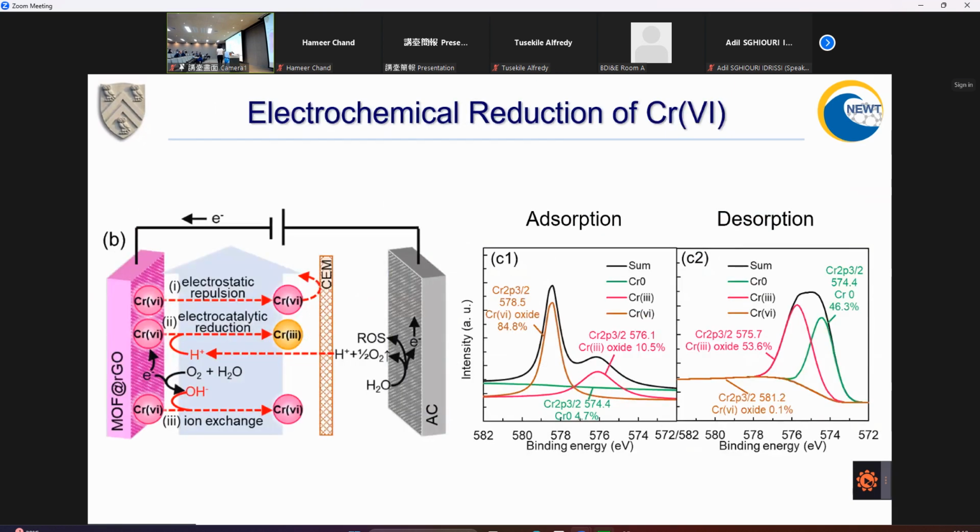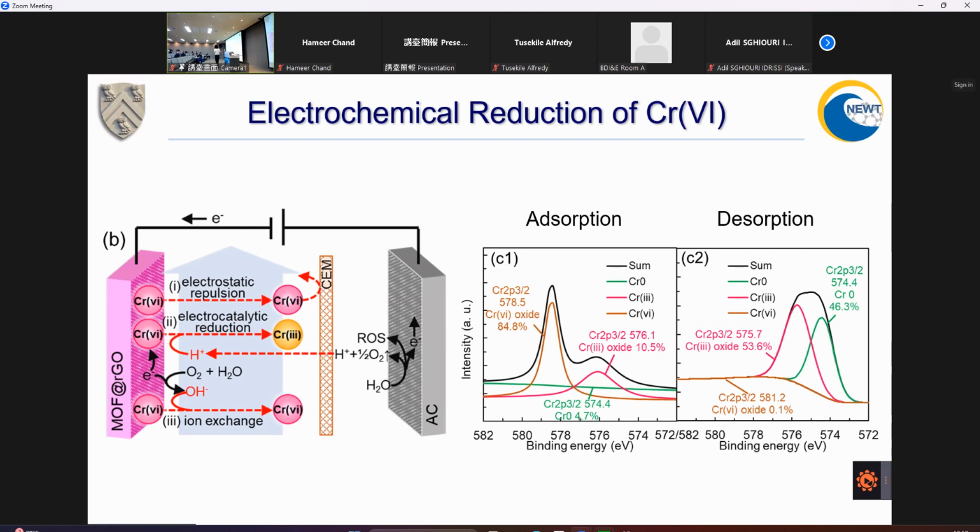And this was also confirmed when we analyzed the electrode. So we took the electrode out after the absorption cycle. So here you can see after the absorption cycle, you have most of the chromium on the electrode being chromium-6, and you have a small amount of chromium-3 from the previous desorption cycle, and almost no chromium-0.